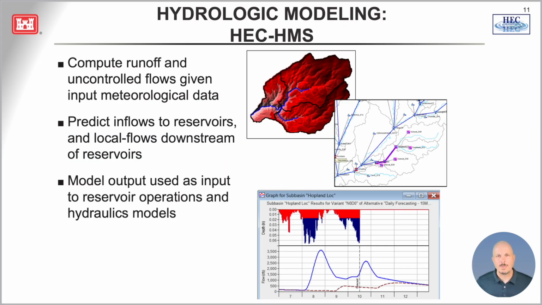Next, the hydrologic modeling system, HEC-HMS, takes input meteorological data and is used to compute rainfall and snowmelt runoff. Gridded runoff modeling is a primary SWMS application of HEC-HMS, and HEC-HMS is used to produce reservoir inflows and local flows downstream of reservoirs as inputs to reservoir operations and hydraulics models.